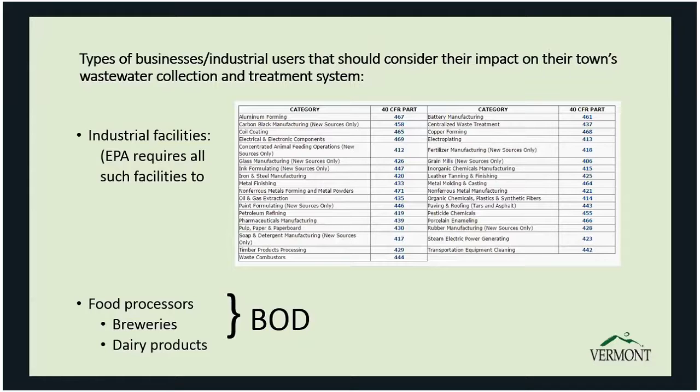And then, of course, hopefully those who are interested in this webinar today are those who fall into the second category of food processors, including maybe a specific example might be a brewery, or maybe a cheese manufacturer, a dairy product manufacturer. And our big concern from the food industry would be the high strength waste, and you'll often hear that referred to as the BOD level of that waste, and we're going to talk about that next.